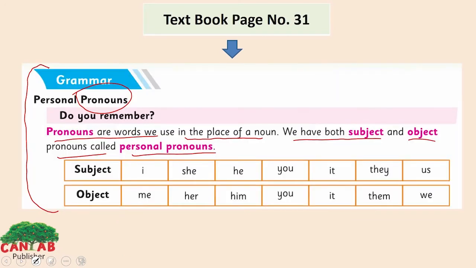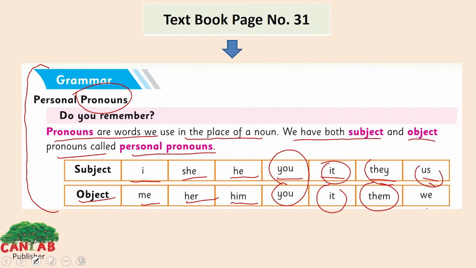So look at some subject and object personal pronouns here. Subject: I, she, he, you, it, they, we. Object: me, her, him, us. Use is the same; they can be both subject or object. It depends on the situation. It can be both subject and object. They and them, us and we.